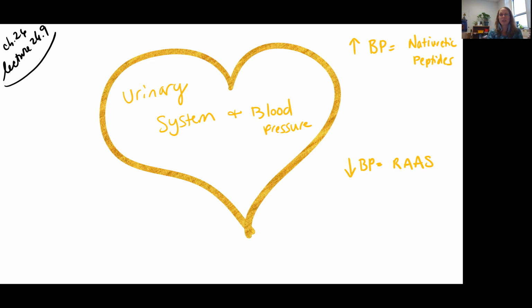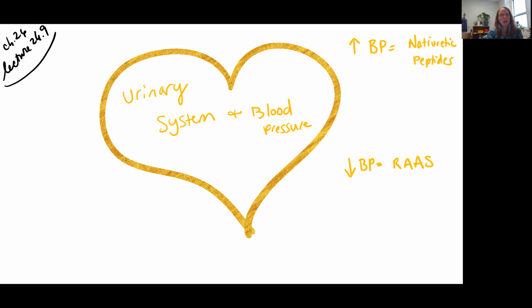Our topic for this video is how the urinary system is involved in the regulation of blood volume and blood pressure. Obviously, the kidney is involved in the production of urine, and we can make either a dilute or a concentrated urine depending on the fluid balance in the body. Sodium is also involved in the regulation of our body fluids, and pretty much wherever the sodium goes, the water will follow.